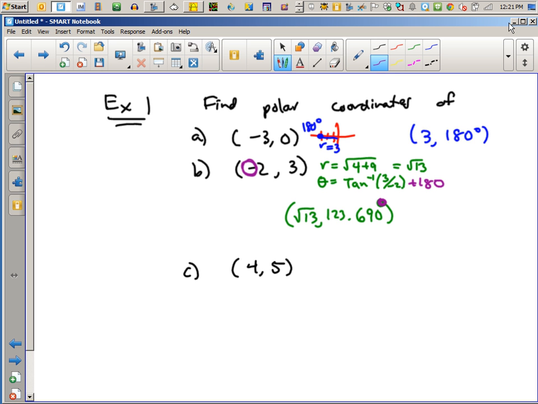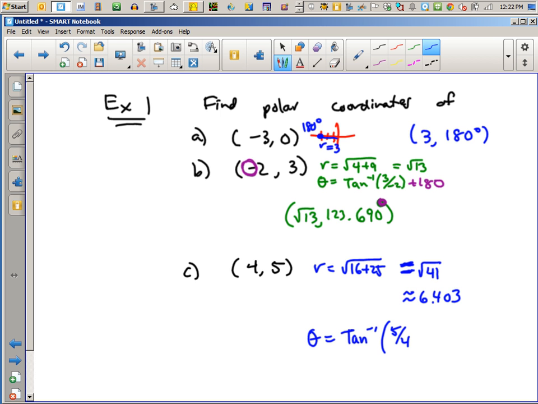Okay, and then the last one, notice the r is going to be the square root of 16 plus 25, so that's the square root of 41. That's exactly the square root of 41. As a decimal, that's 6.403. The angle is inverse tan of 5/4.